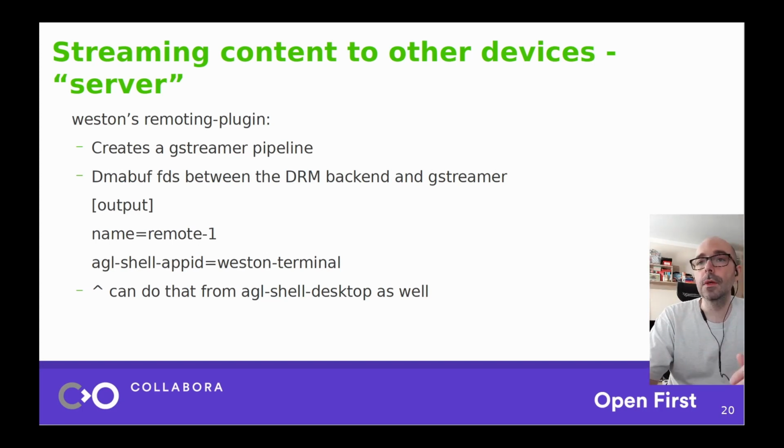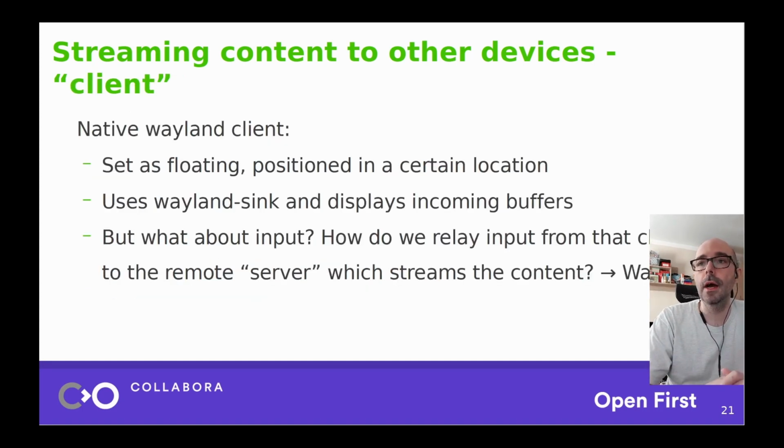Right, and that was on the server side. This is on the client side. On the client side, we also use an AGL Wayland compositor, so we need a Wayland client. This client is set as floating, positioned in a certain location. It uses Wayland sync, obviously, to display incoming buffers, because we're using the GStreamer pipeline.